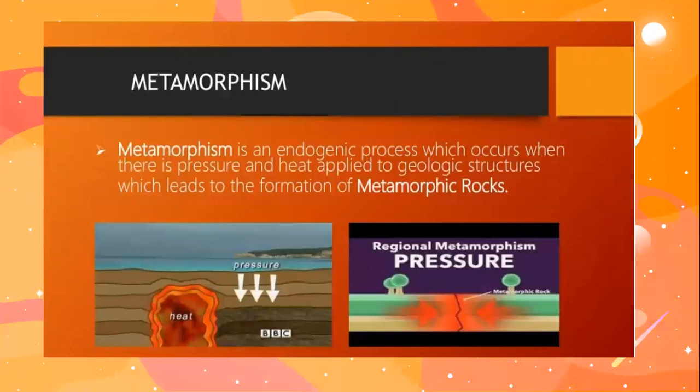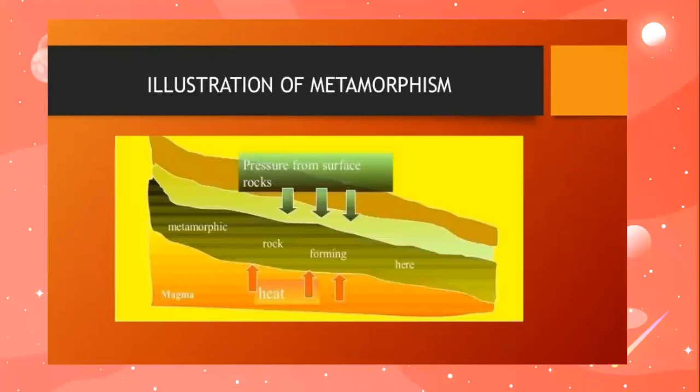When we say metamorphism, remember that it is always influenced by two factors. Heat is the contact metamorphism, and regional metamorphism is influenced by pressure. Metamorphism is still an endogenic process. Why? Because heat and pressure can be found beneath the Earth's surface. So there is pressure and heat applied on two geologic structures, which lead to the formation of metamorphic rock. Here is an illustration of metamorphism that shows how heat and pressure both affect metamorphic rock formation.